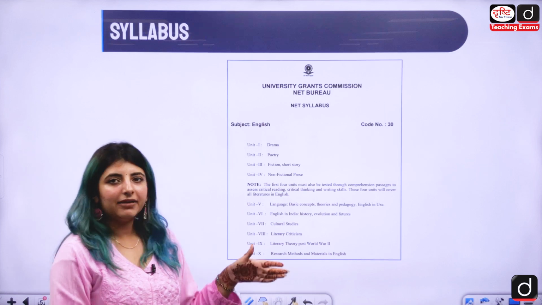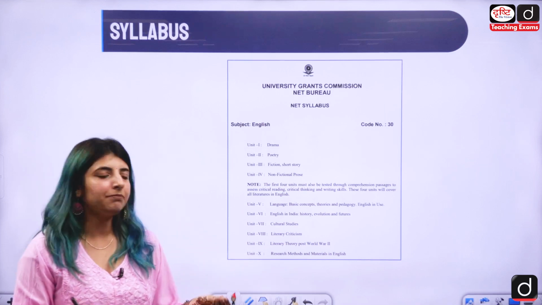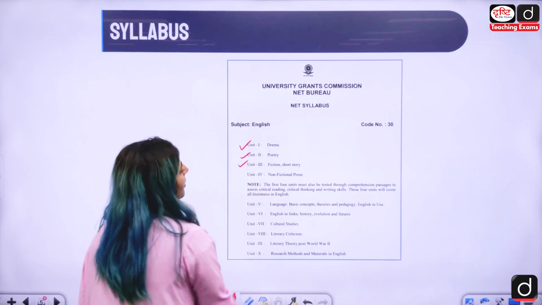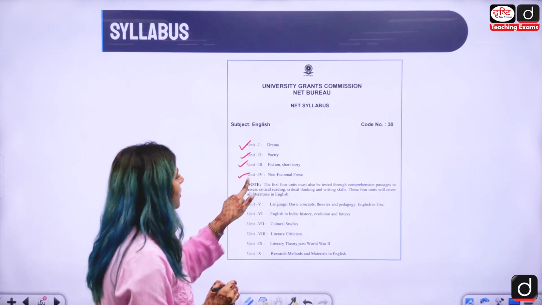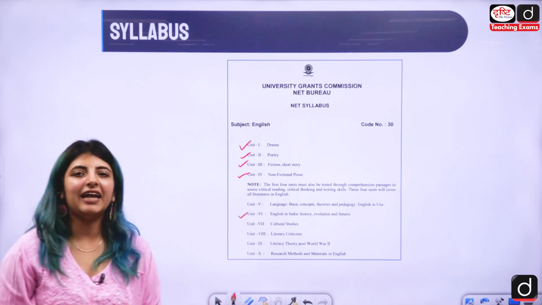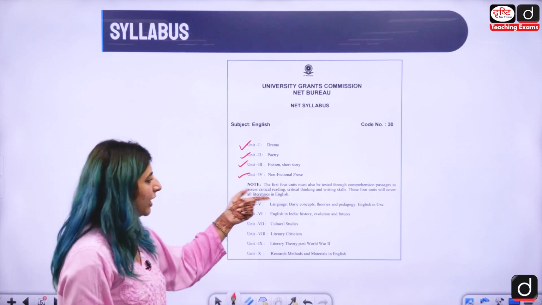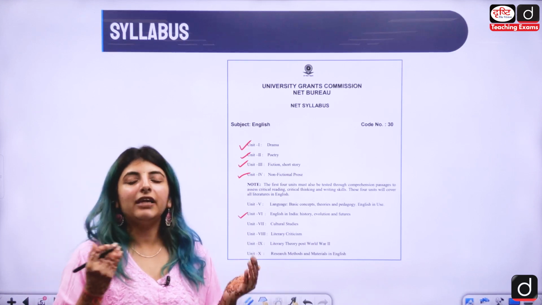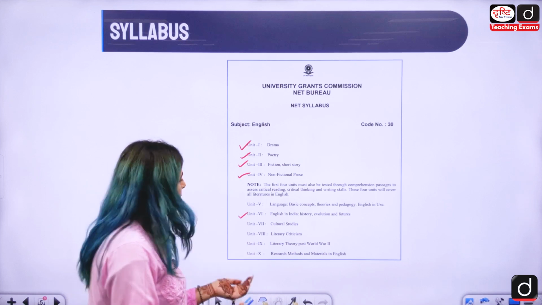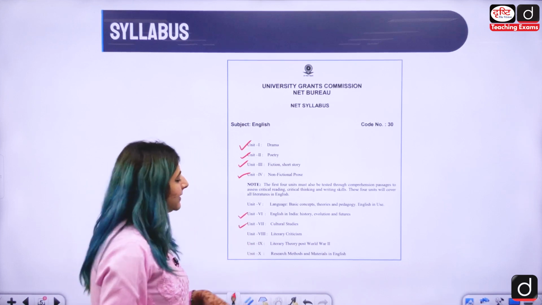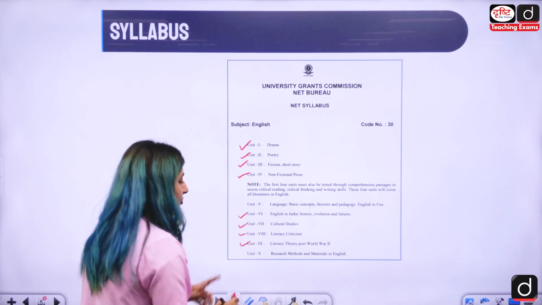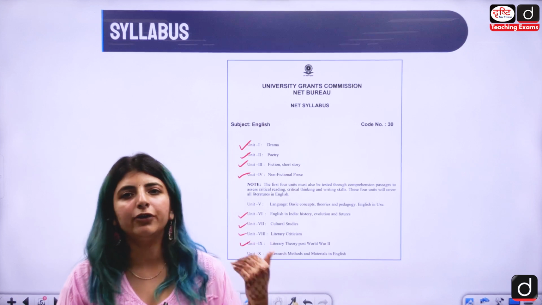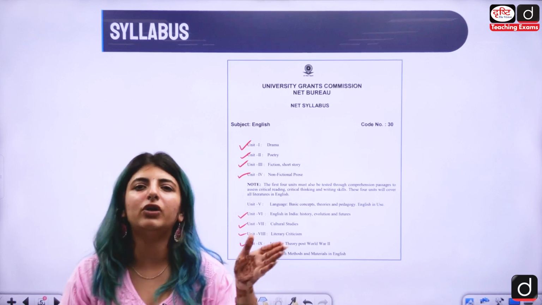Now, what units have I discussed in part 1? I have tried to incorporate drama, poetry, fiction, short story, non-fictional prose and English in India. And in this video, we are going to deal with language that is related to ELT, how English should be taught in the classes, the linguistic terms, etc. which are important. Unit 7, cultural studies, literary criticism, literary theory and research methods. These are the rest of the units that we are going to talk about in an outlined manner.